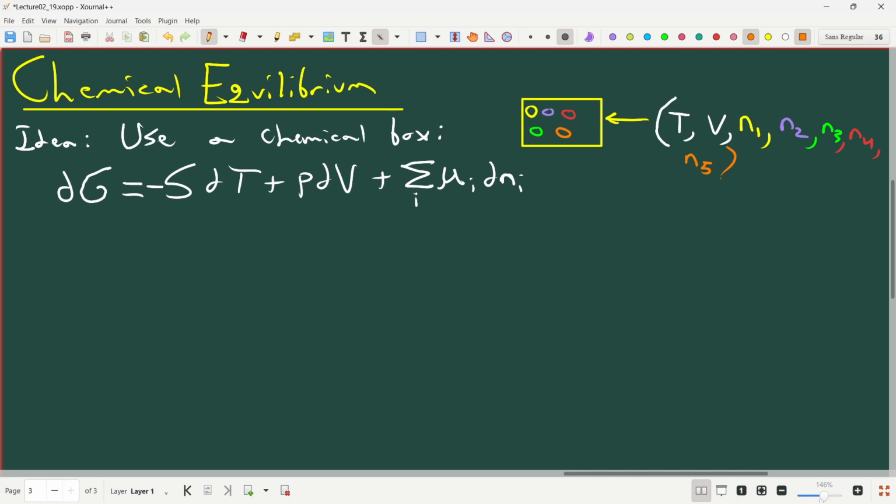And we want to do this at equilibrium. And how do we do chemistry? When we want to do chemistry, we don't want to change the volume of our box or our temperature. So in a chemical reaction, we're going to fix the temperature.